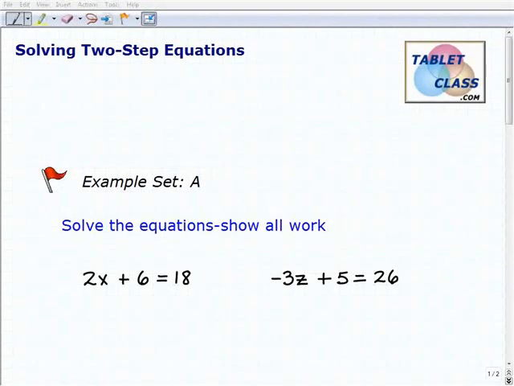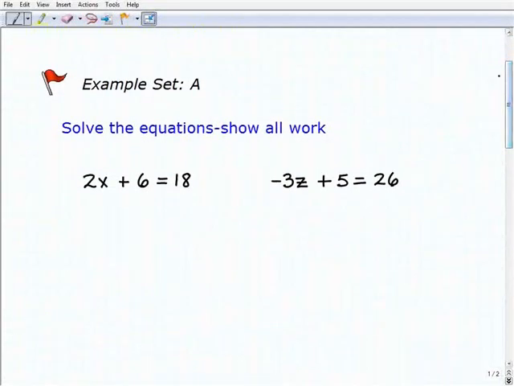And in the lesson video, I stressed the importance of already knowing how to solve one-step equations, because that's basically what two-step equations are. They're simply just two one-step equations. So if you find yourself struggling with what I'm going to be doing here, you might want to go back to one-step equations.